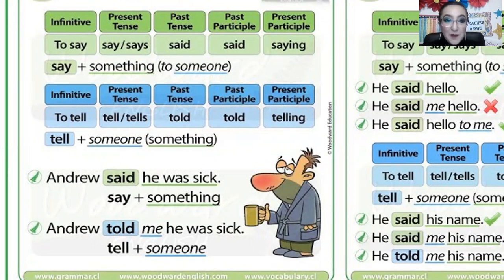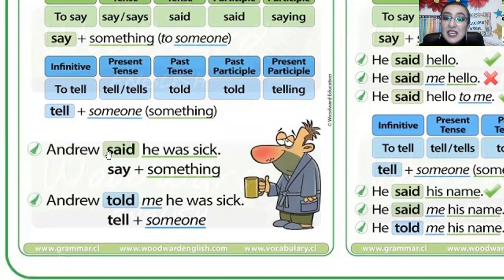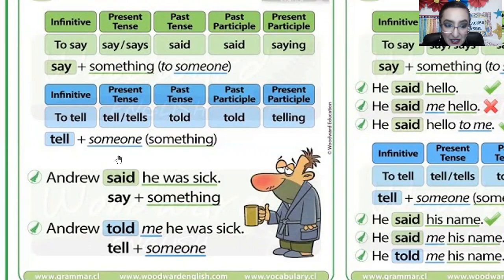That is going to be the opposite. Say something to someone. Tell someone something. Can you see? This is the opposite. They are not synonyms. They are kind of opposites because we say, you are going to be saying something to someone, to a person, and we tell, first is the person and then the thing that you are going to be telling or saying. For example, Andrew said he was sick.